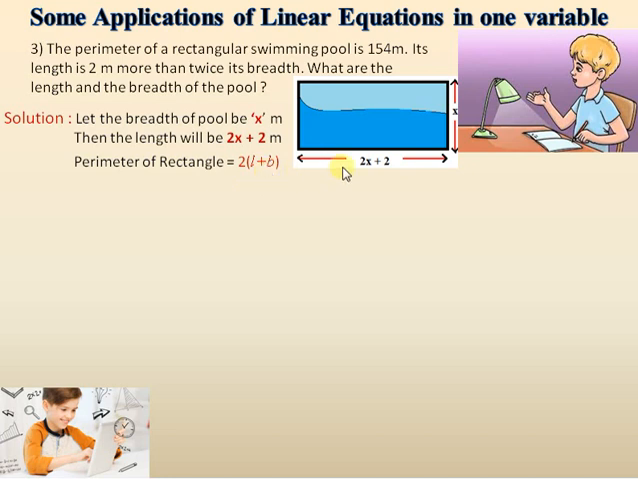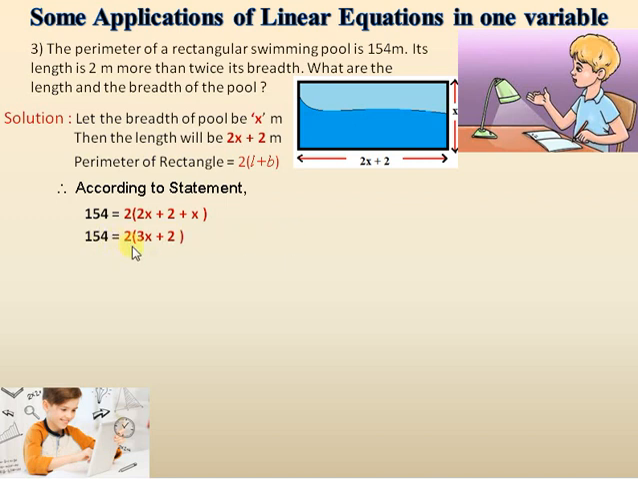B). 2 L's are there, 2 B's are there. If you take that 2 as common, 2 into (L plus B) is the formula. So according to the statement, the perimeter is 154. According to this formula, 2 into length, which is 2x plus 2, plus breadth, which is x here. 2 into (2x plus 2 plus x) means 2x plus x is 3x plus 2.